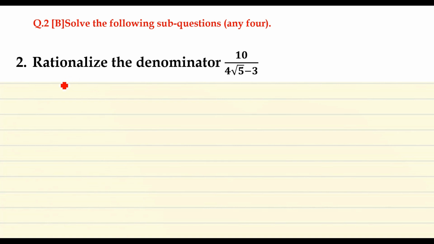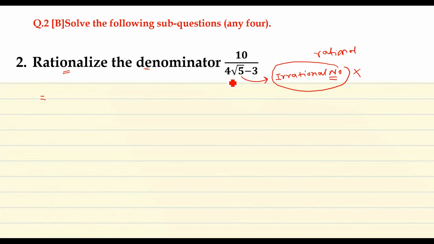Now let us move to the second question, based on real numbers. The question asks: rationalize the denominator. Now why should we rationalize the denominator? Because when an irrational number comes in the denominator, we have to remove this irrational number and make it a rational number, but it should not change its value.